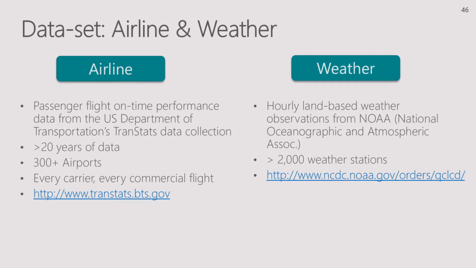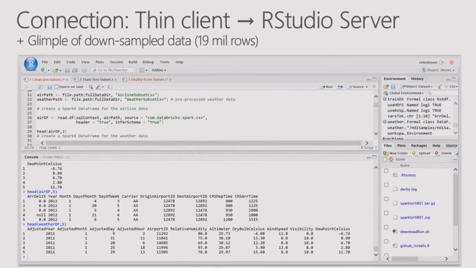So the data can be downloaded from here. One of them is from the US Department of Transportation. The other one is from the National Oceanographic and Atmospheric Association. So let me jump back to the demo a little bit. And as the demo is running, I'm going to come back and explain some of the slides to you. Okay?